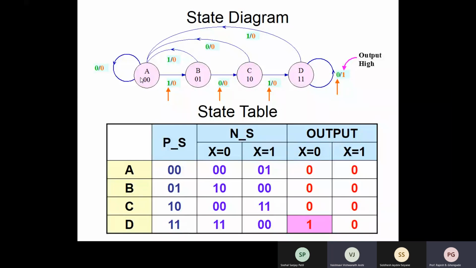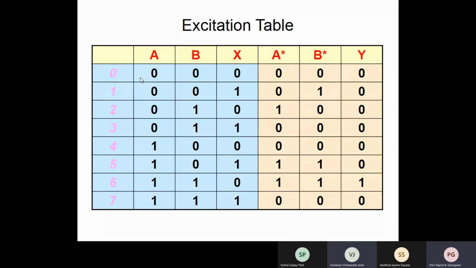Yes, sir. All right. So shall we move on to the next part? Yes, sir. So this is the excitation table. Just go through that. What exactly is required? So what you have is the 8 combinations of present state and input. What is A, B, X and Y? What are these?